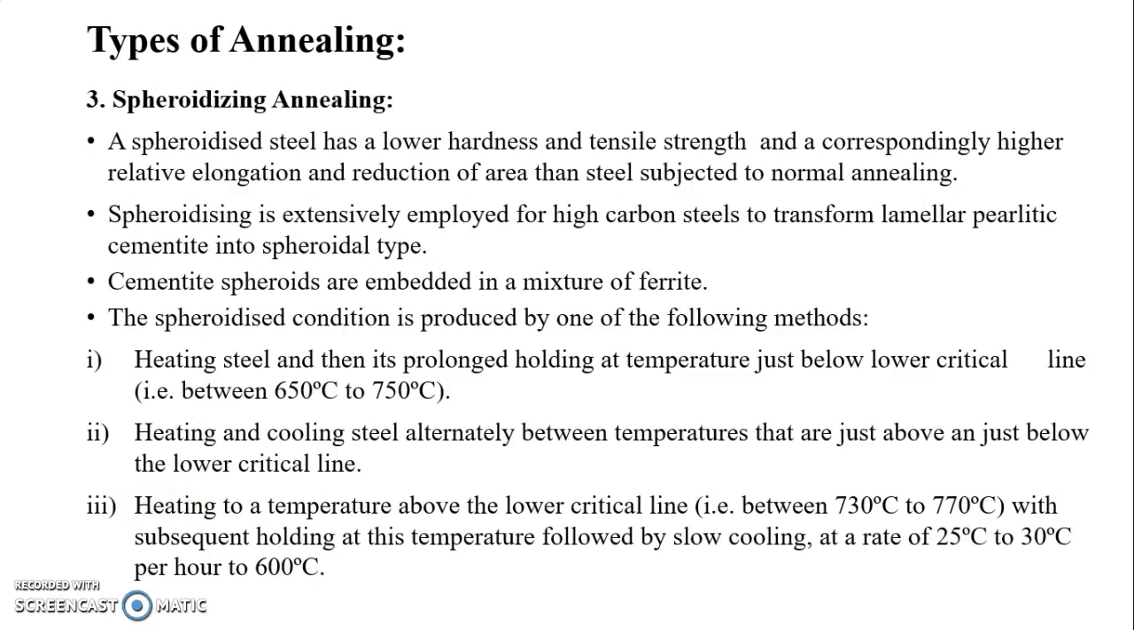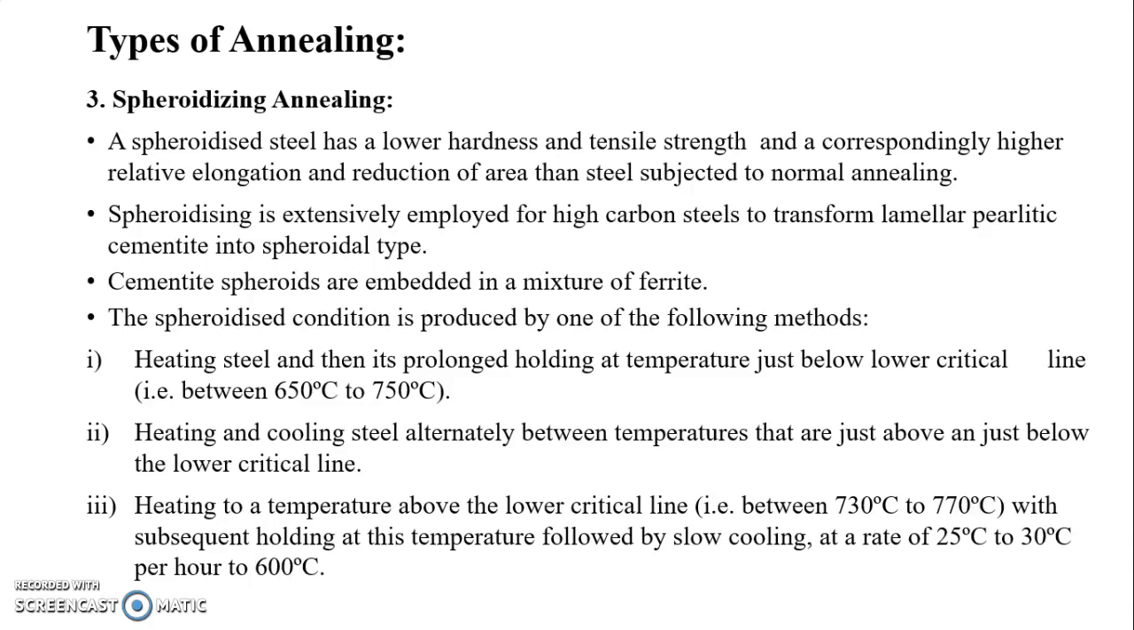Here a spheroidized steel has a lower hardness and tensile strength and a correspondingly higher relative elongation and reduction of area than steel subjected to normal annealing. Spheroidizing is extensively used for high carbon steel to transform laminar pearlitic cementite into spheroidal type. Cementite spheroids are embedded in a matrix of ferrite. The spheroidized condition is produced by one of the following methods: heating steel and then its prolonged holding at a temperature just below the lower critical line, that is between 650 degrees Celsius and 750 degrees Celsius.